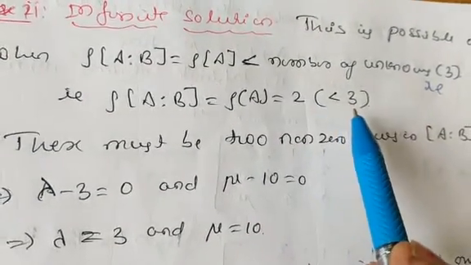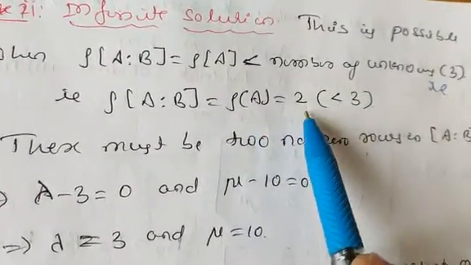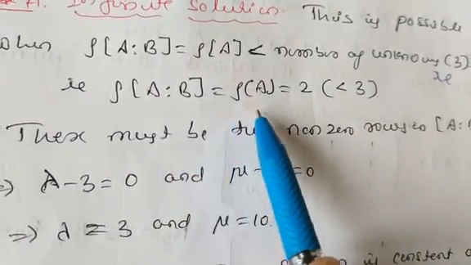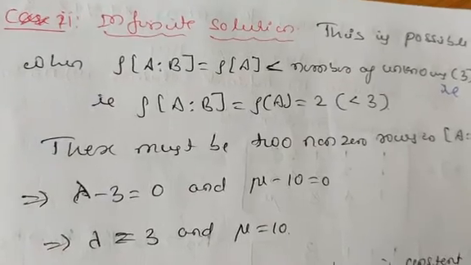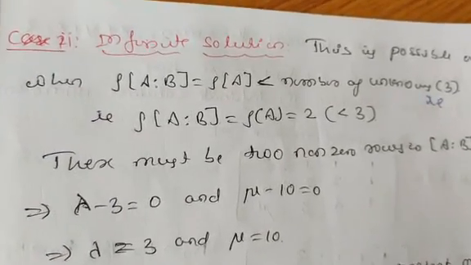So the number of unknowns is 3 here, so the rank should definitely be 2 here. Rank of AB is equal to rank of A, it should be equal to 2 here. Then only we can get these solutions here.